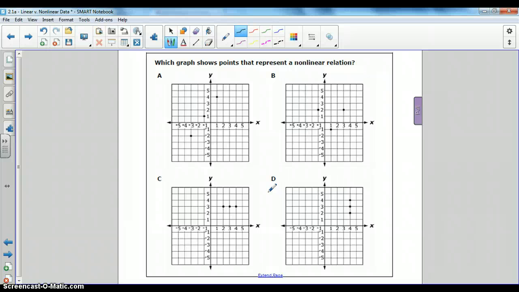It says, which graph shows points that represent a nonlinear function? Obviously that one looks like a straight line. That one goes like this. Straight line, straight line. So the nonlinear function would be B. Nonlinear, not straight.